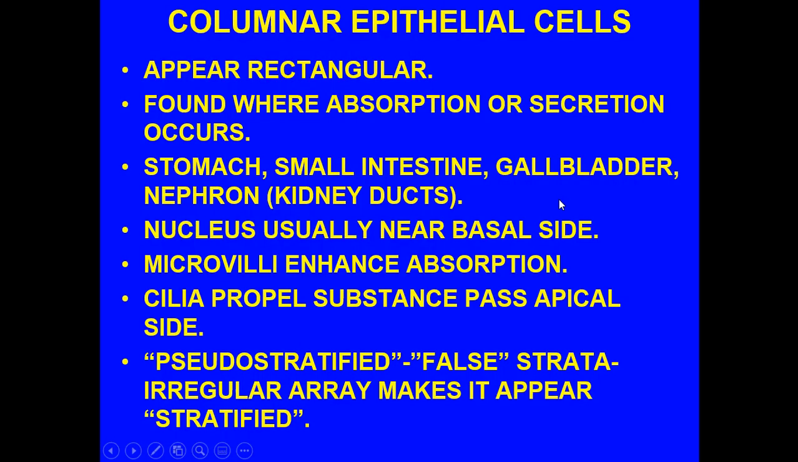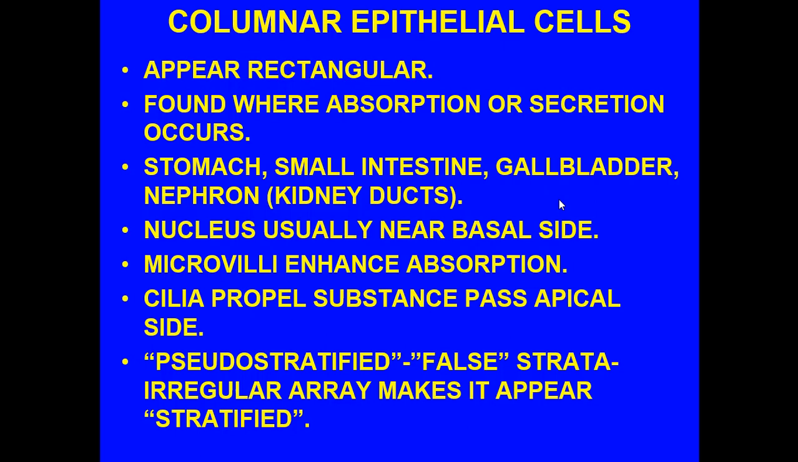Now, columnar epithelial cells that appear rectangular, they're found where absorption or secretion occurs. You'll see this with stomach, small intestine, gallbladder, nephrons, and the kidney ducts. The nucleus is usually near the basal side. Microvilli enhance the absorption. Cilia propel substances past the apical side.